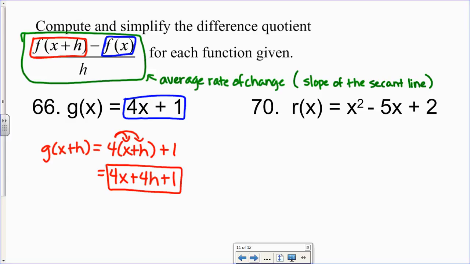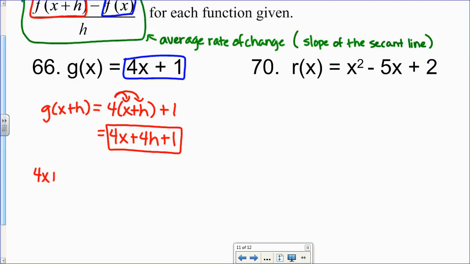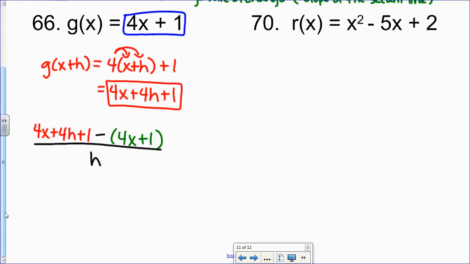So let me write it out. I'm going to write this out, and then I will simplify. So 4x plus 4h plus 1 minus my given function, and I'm putting it in parentheses because I need to remember to distribute the negative. I'm subtracting that entire function, so I have to subtract every term. And then that's all over h. Okay, so simplify, and you will get this function to cancel. That's kind of the point of this.